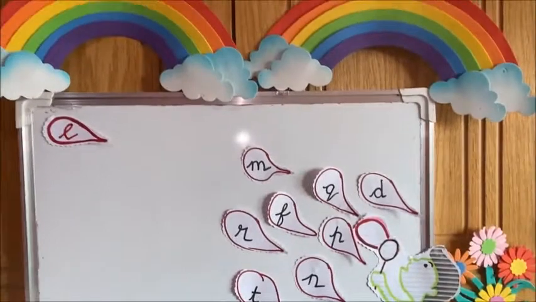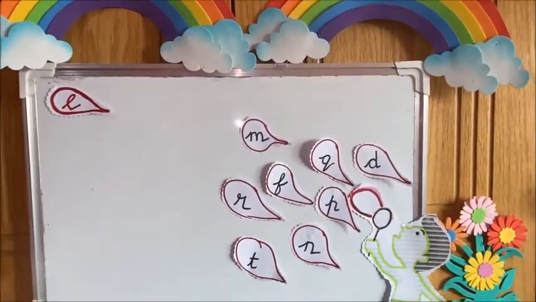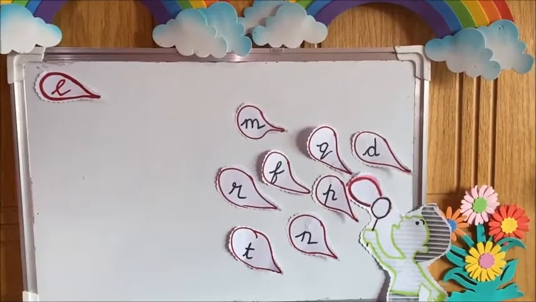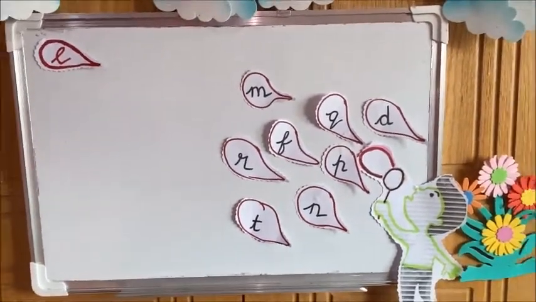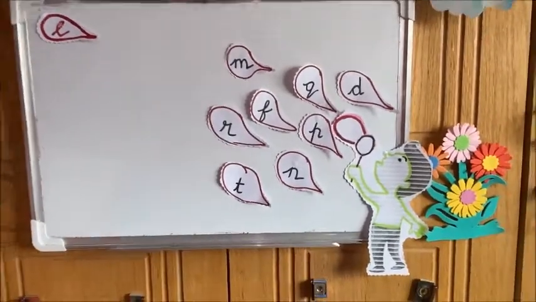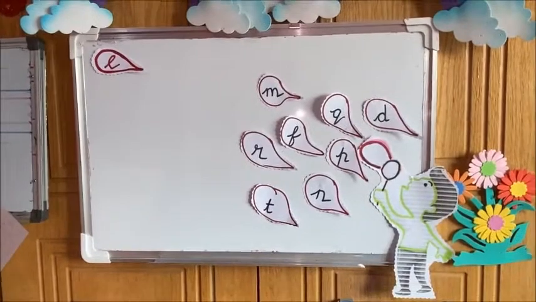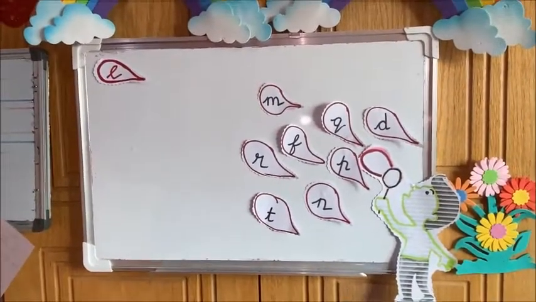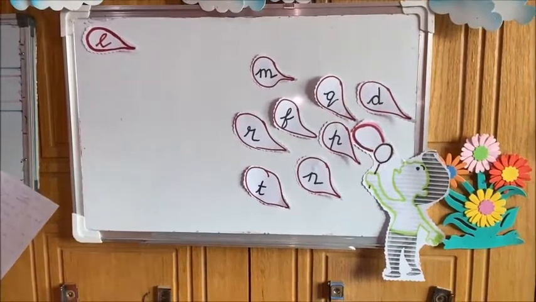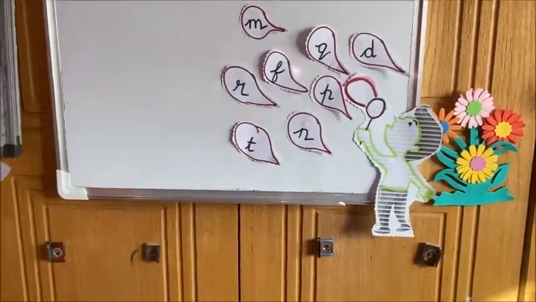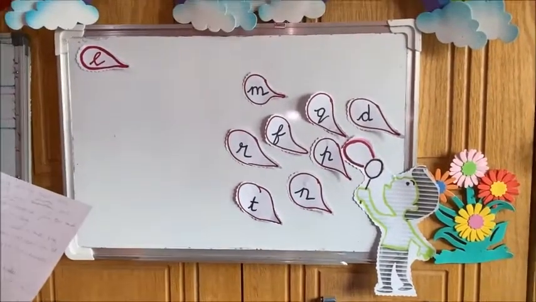All right, children. Now you stand up from where you are sitting. Okay, shake your hands. Very good. Jump three times. One, two, and three. Very good. Then clap three times. One, two, and three. Yes. All right. Now you sit down. Okay. Now let's begin the class.